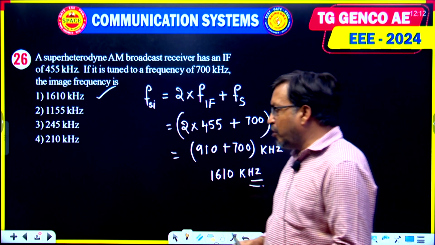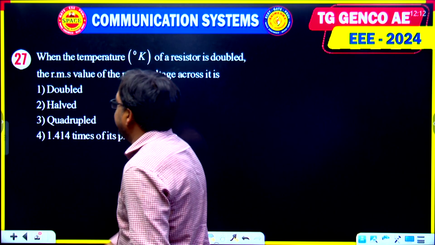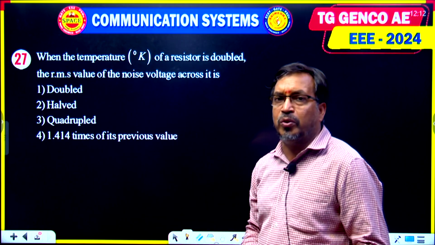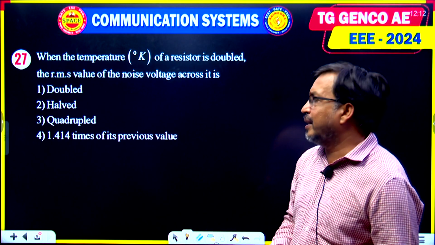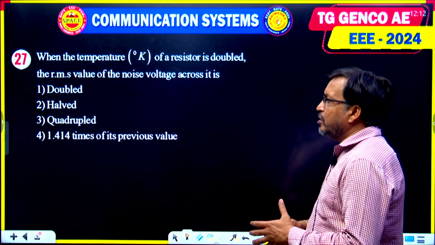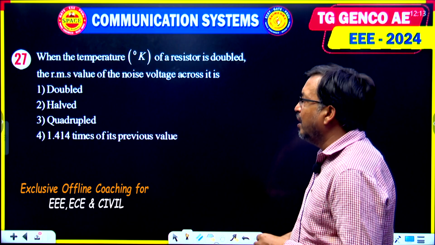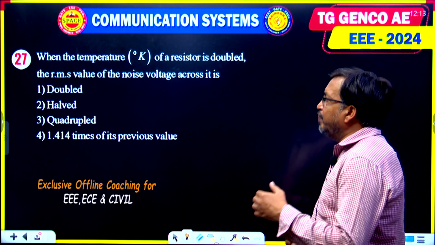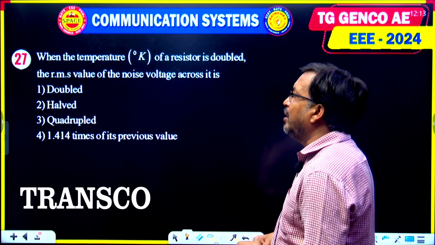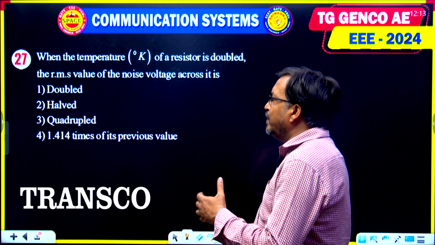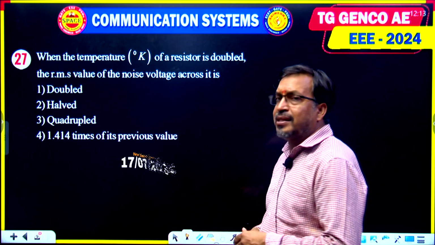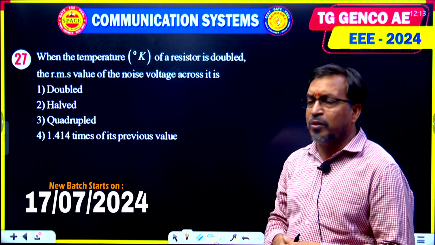Students, one more question is asked in communication system. That question is related to the noise topic in communication system. What is the question? In master question paper, question number is 27. The question is, when the temperature of a resistor is doubled, then the RMS value of the noise voltage across it is. This is the question.